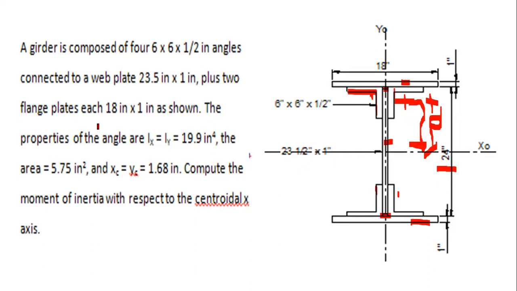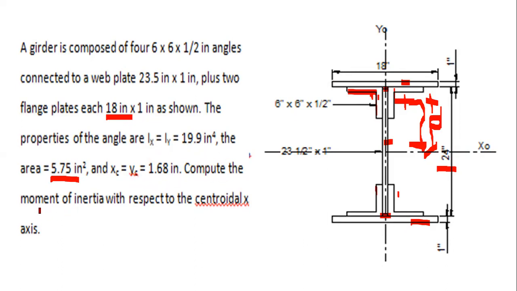Okay, so all are given. The flange plate is 18 by 1. Then you have the properties of the angle bar. For this angle bar, Ix and Iy are the same because they are equal legs. The area is given, and xc and yc are also the same because they are equal legs. The question is to compute the moment of inertia.